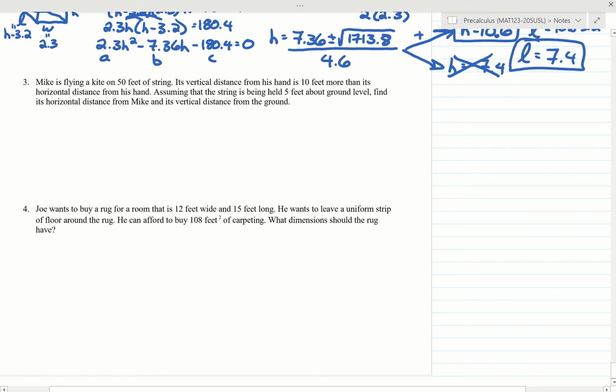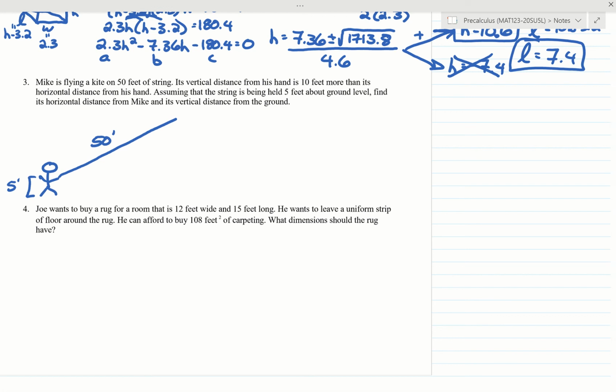So let's draw a picture. Here's Mike, and he's flying a kite on 50 feet of string. Now the string is being held 5 feet above the ground, so this distance right here is 5 feet. Find its horizontal distance from Mike.